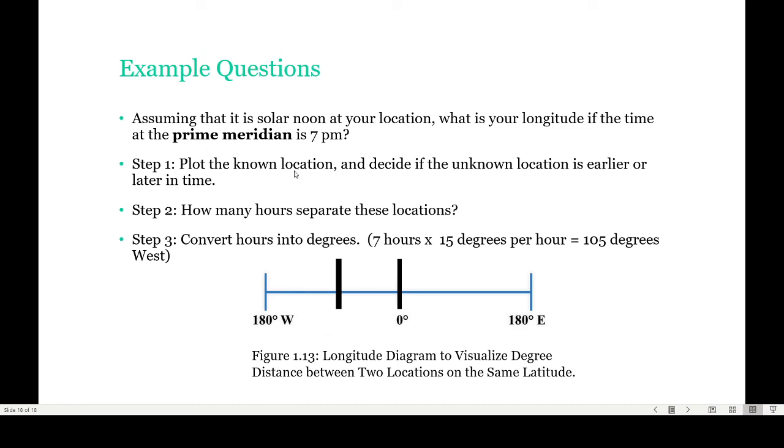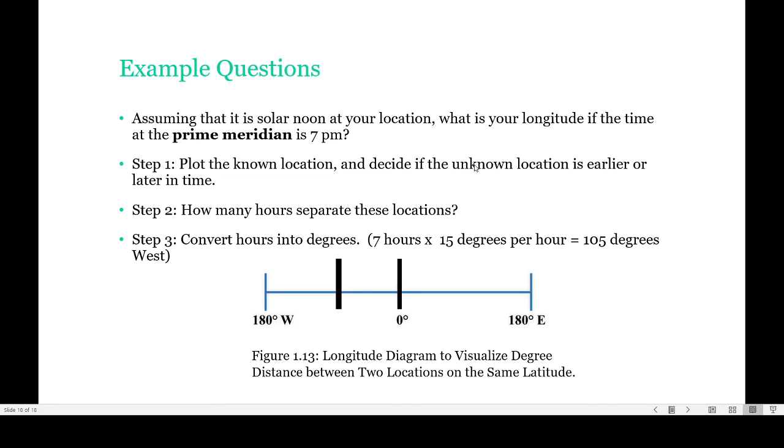So plot the known location. The known location they gave us is the prime meridian. So I first put my little stick at the prime meridian at 0 degrees, and that is 7 p.m. here. So we know the known location.